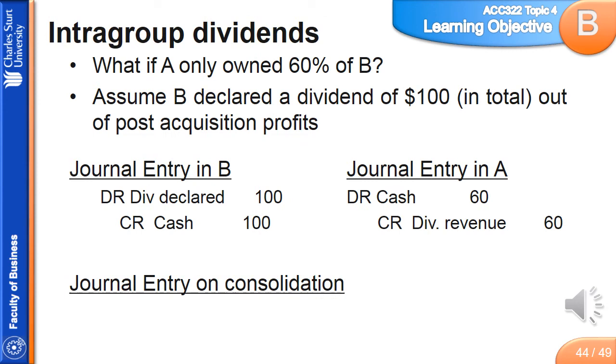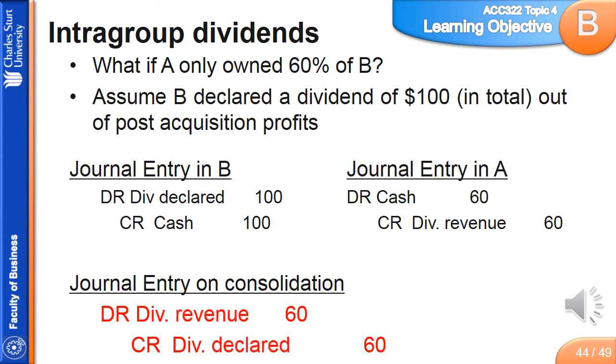What would happen if instead A only owned 60% of B instead of 100% on the previous slide? The journal entries would stay the same, however we'd take the $100 times 60% and only $60 of dividends would be recorded. Now, as I've mentioned before, for topic 3 and topic 4 we only deal with 100% acquired entities. However, for the next topic, if you had an intragroup dividend when we're dealing with NCI, when there's less than 100% ownership, the dividends would need to be multiplied by the ownership percent.